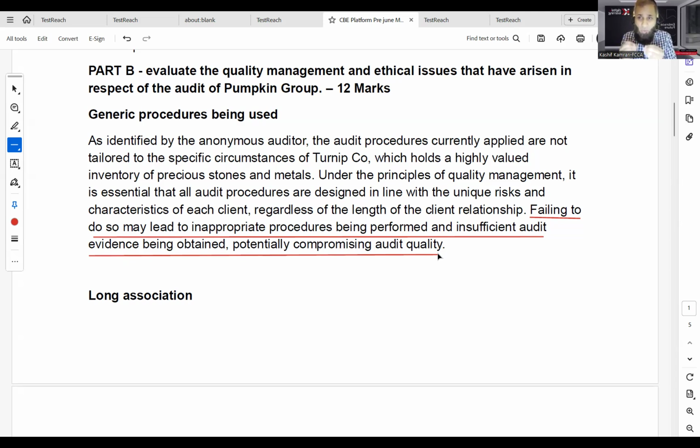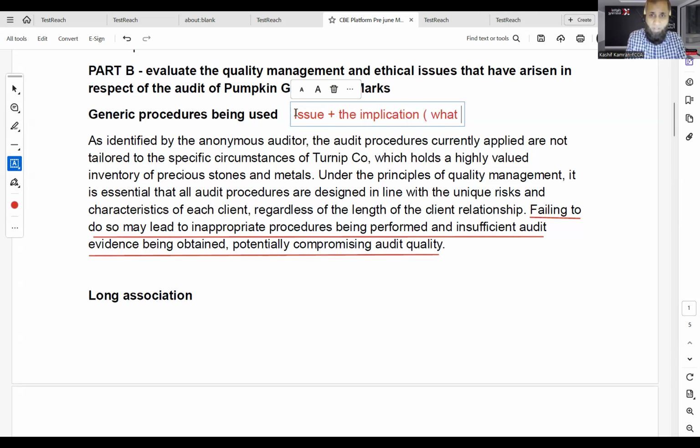How many times did the student miss the implication of the issue? If we are using the generic procedure, what will go wrong? What will be the implication? So every time you're thinking about writing an issue, it's not just the issue you are thinking about, it's issue plus the implication. Implication is what will go wrong. And the student wrote what will go wrong: you will be gathering insufficient evidence, you will be performing inappropriate procedures because you're not tailoring them according to the situation.